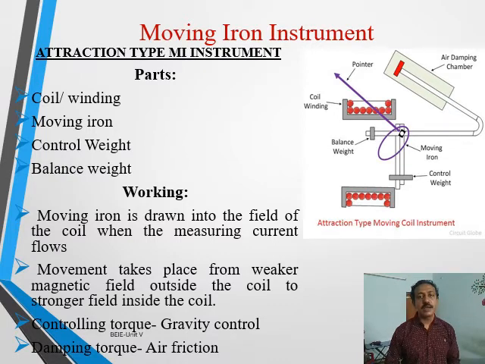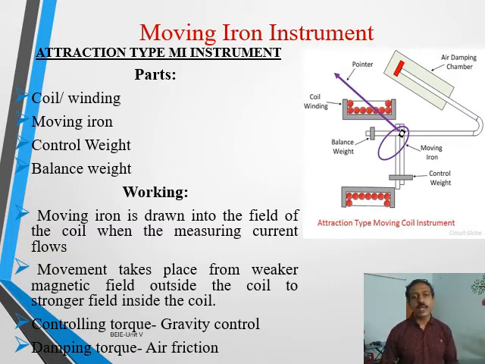Look at the figure. Here you can see the parts of the attraction type moving iron instrument. In the figure you can see a rectangular core, and inside the core you can see the red color dots that represent the winding. Next is the moving iron. A flat disc shaped moving iron is present, and next there is a control weight, balancing weight, air damping chamber, pointer, scale, etc. These are the parts of this attraction type moving iron instrument.